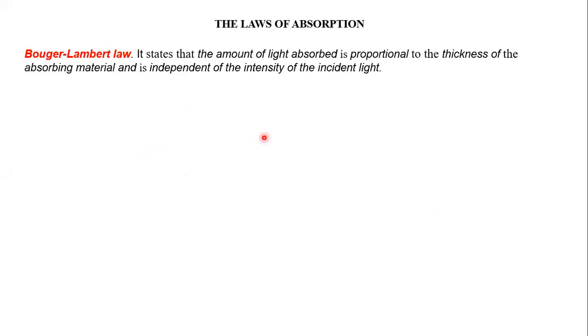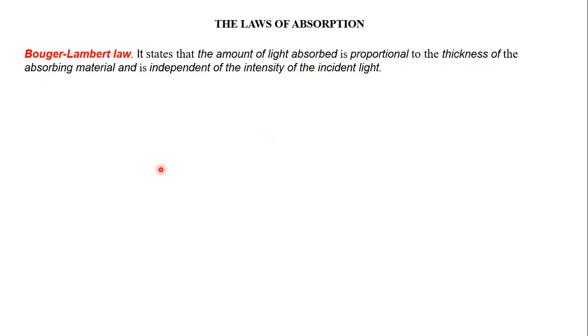So let's go into understanding the laws that are given for absorption of light, because they are going to be responsible for giving us the concept of absorption. The first ever law that was given, I hope that you have heard about it, is called the Bouguer-Lambert law. It states that the amount of light absorbed by the absorbing material is proportional to the thickness of the absorbing material and is independent of the intensity of incident light.